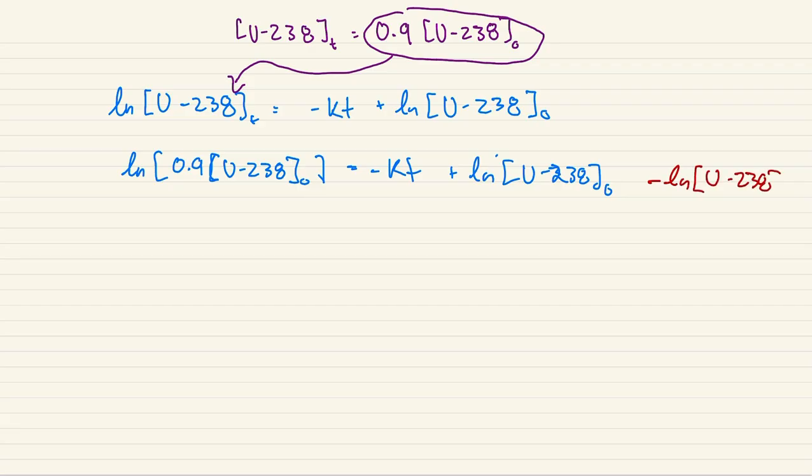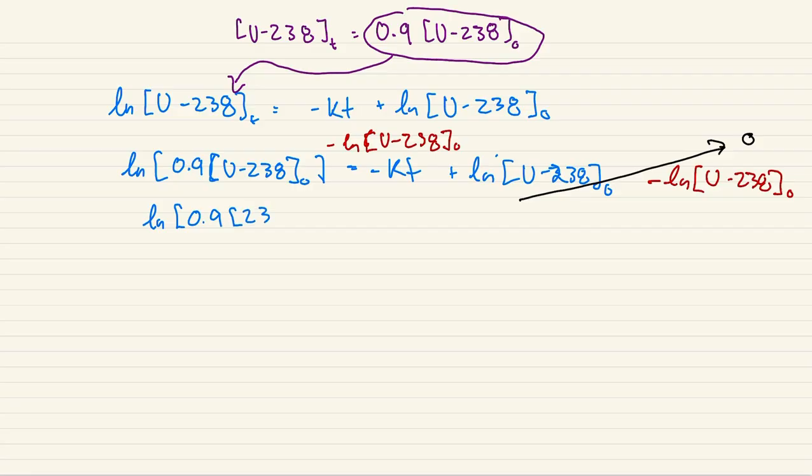ln uranium 238 initial from both sides. What happens to the logarithm terms on the right hand side? They cancel out, or these go to 0, right? Because it's one number minus itself. So we get ln 0.9 uranium 238 initial minus ln uranium 238 initial equals minus kt.